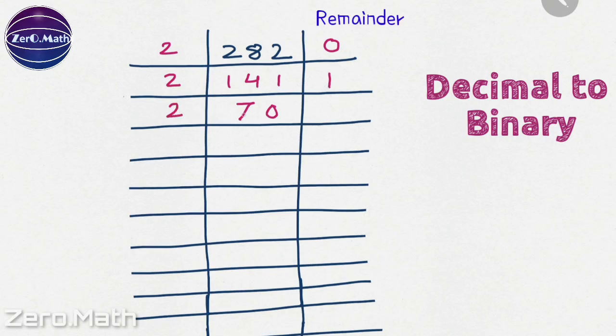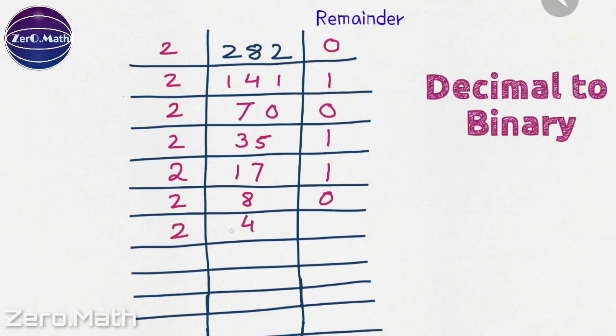How many 2's can go into 70? 35, leaving remainder as 0. Now how many 2's can go into 35? It's 17. 17 into 2 is 34, leaving remainder as 1. How many 2's can go into 17? 2 8's are 16, remainder will be 1. Now how many 2's can go into 8? 2 4's are 8, remainder will be 0.